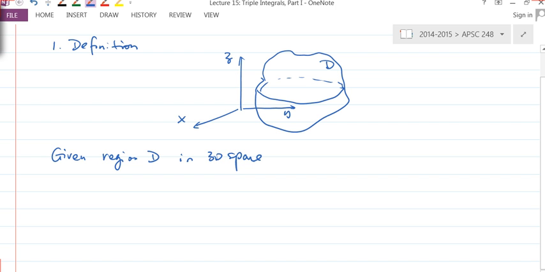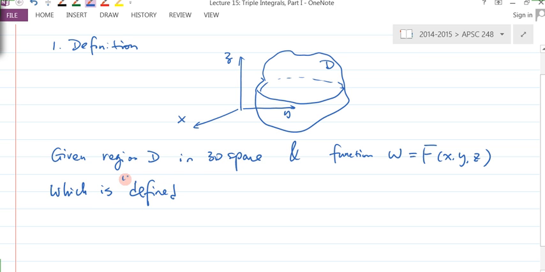You can consider it as a solid object here. At the same time, we have a function, let's call it w equal to f of x, y, z. So it's a function of 3 variables now. At the same time, we have a function which is defined, and the keyword is this: defined, which is defined in region D.